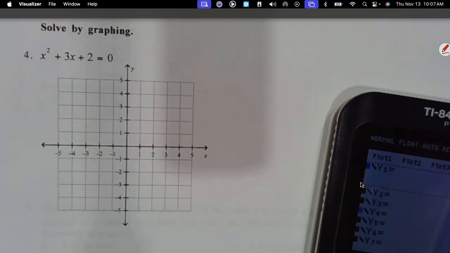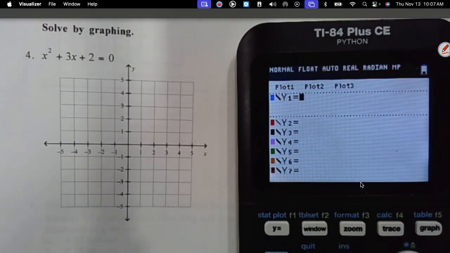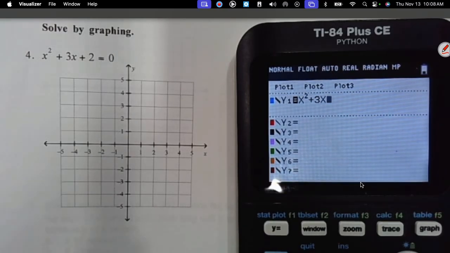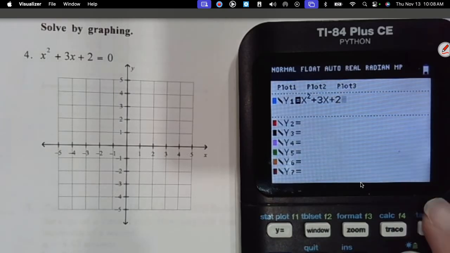How do I graph it? Let's go to y equals. Number 4 is on there: x squared plus 3x plus 2. We're not doing the other one; we're only doing the ones on the test, because I took a little bit too much time from break, sorry. X squared plus 3x plus 2, and then I press graph.